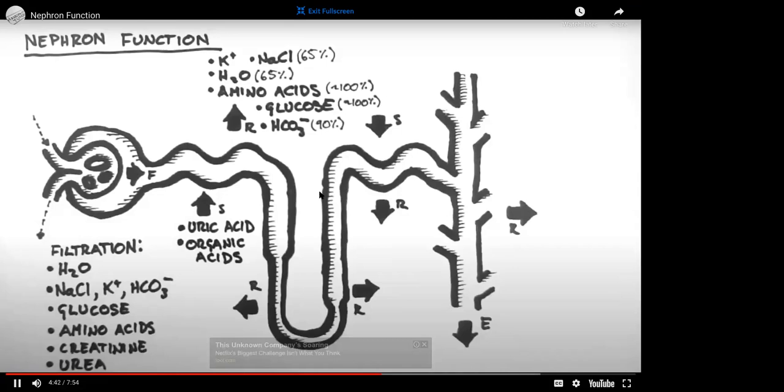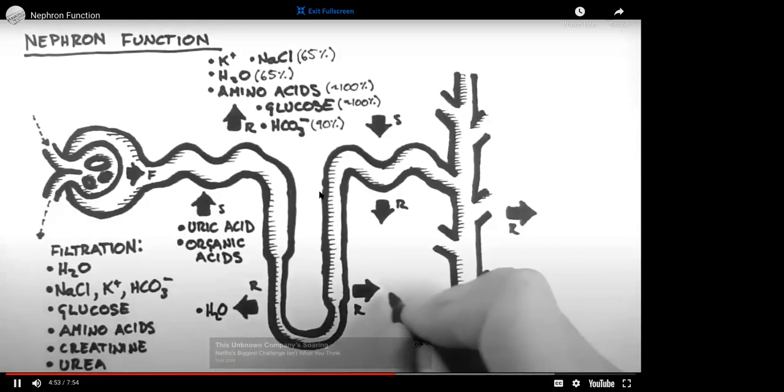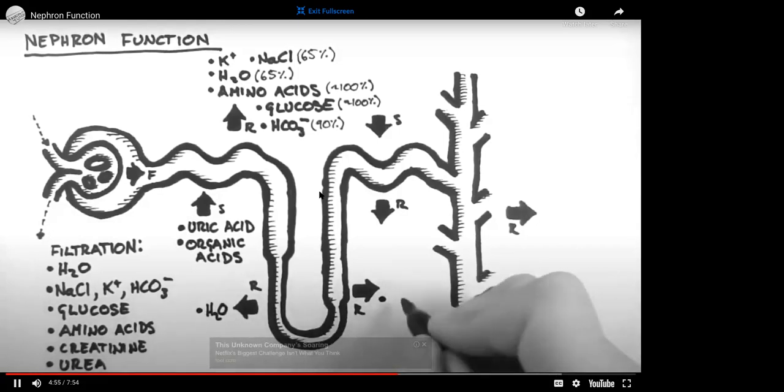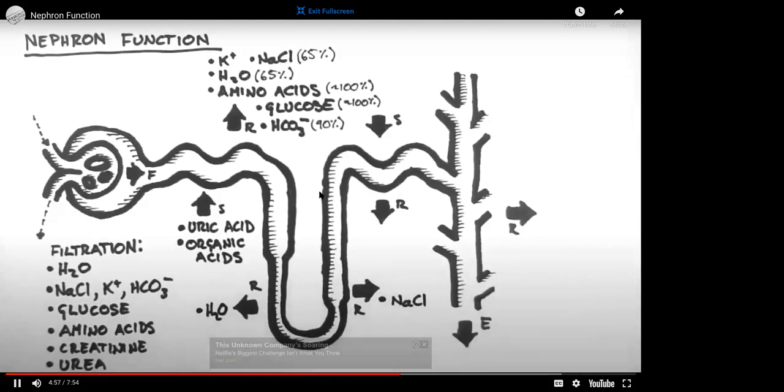Now, the loop of Henle is all about concentration of urine. It does this by reabsorbing water in the descending limb, which is highly water permeable, and then reabsorbing 25% of the filtered sodium chloride in the ascending limb. This means that what we are left with is a higher concentration of waste products such as urea.